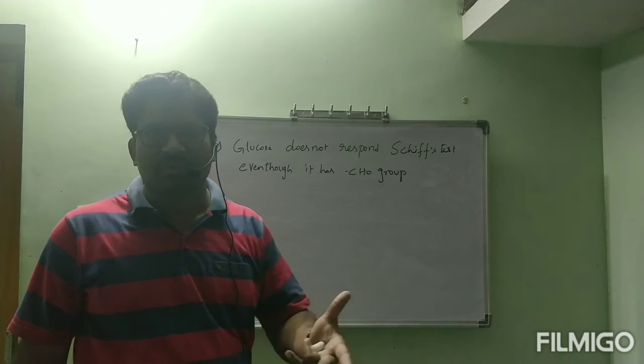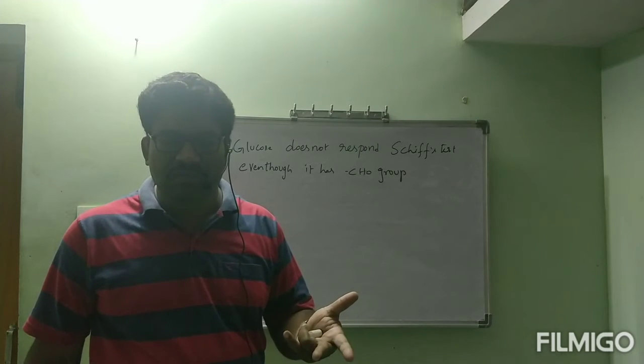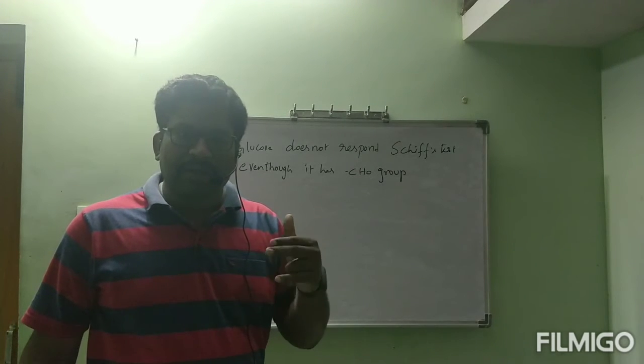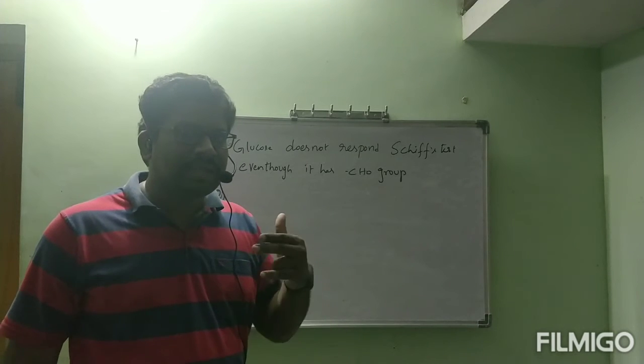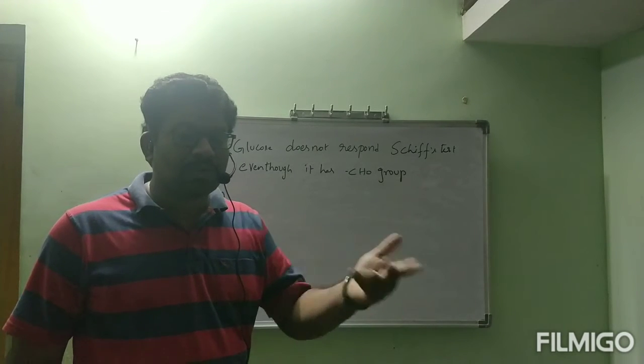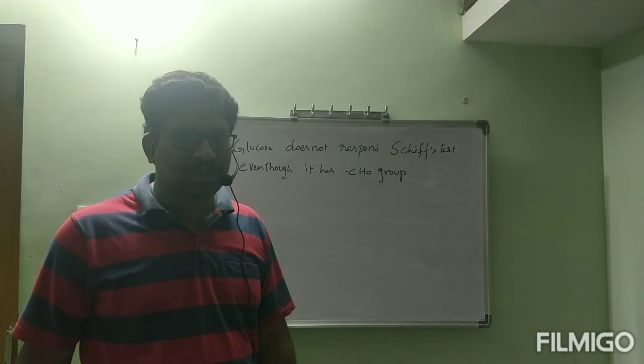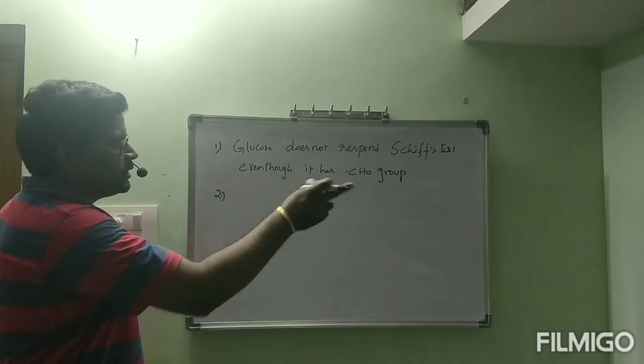These are all the points leading to the closed chain structure of glucose. Till now we have seen the open chain structure of glucose. Now, what are the points that give rise to the closed chain structure of glucose? Let us see. The first point is clear.